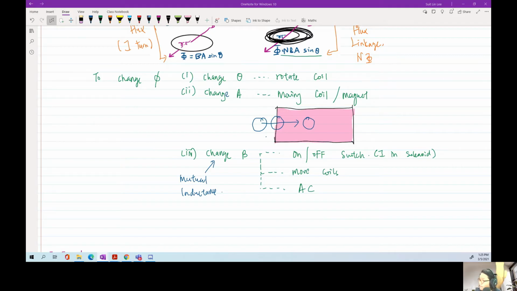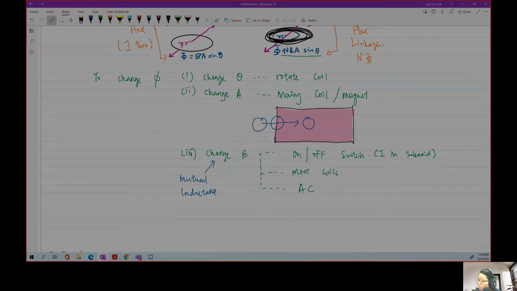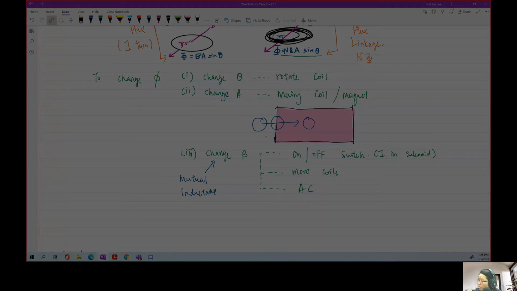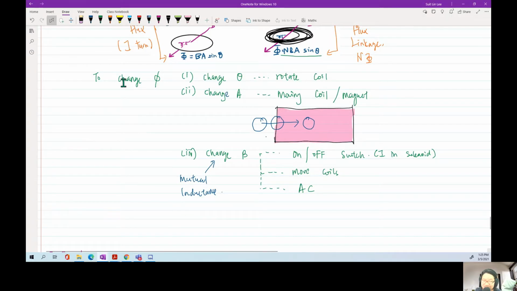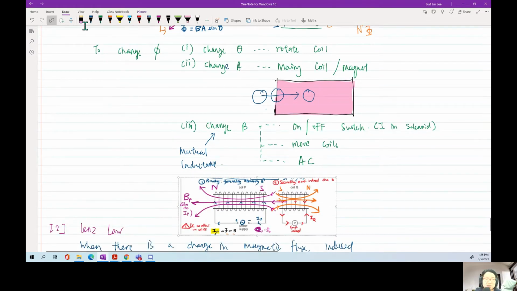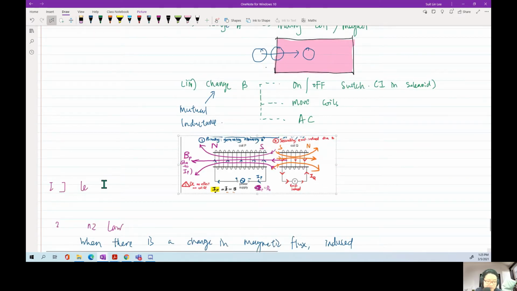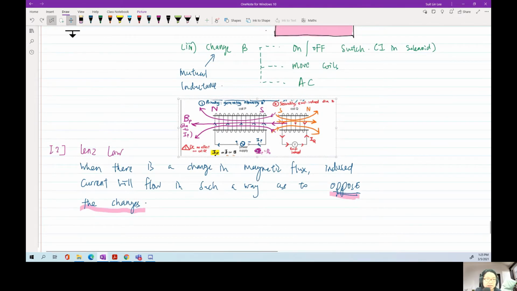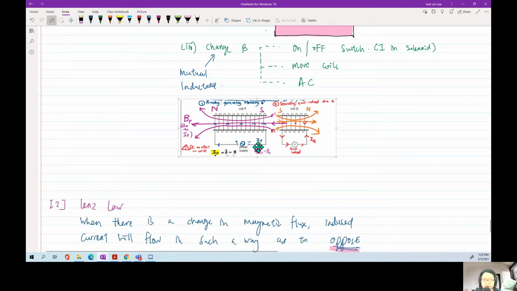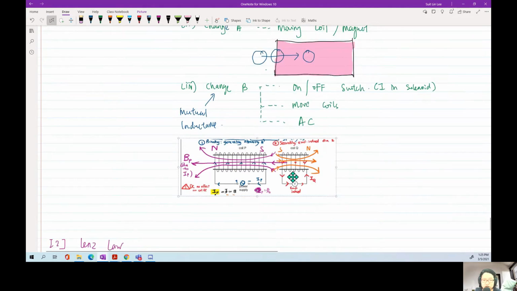something like this. You can watch the video. We have recorded a full explanation. It also came out in your trial paper 5. We use a changing current in one coil to disturb the flux in the other coil. Like this.